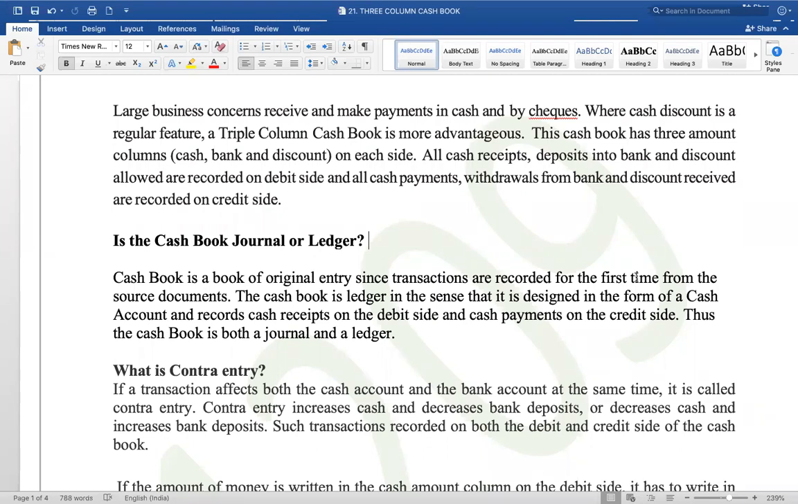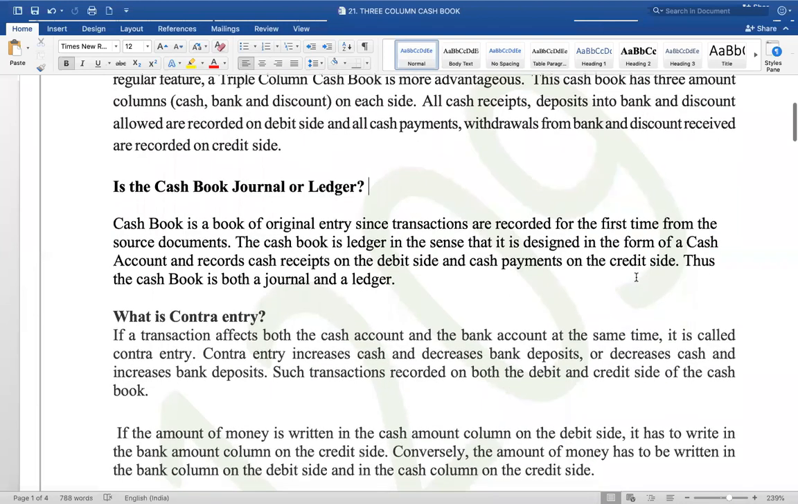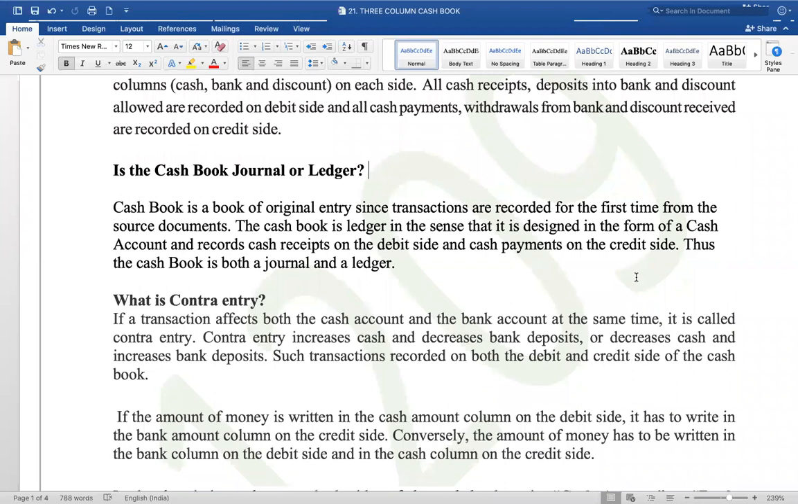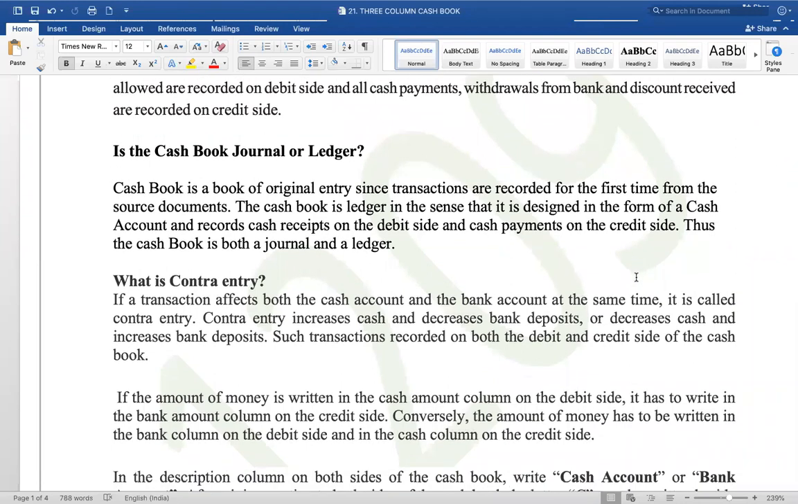It has features of a journal because this is the original book of original entry. It has features of a ledger account because it has a debit side and a credit side. All receipts, all cash inflows are debited, all cash outflows credited. As it applies to the single column cash book and double column cash book, the same applies to the triple column cash book also. Again, the cash book is both journal as well as ledger.